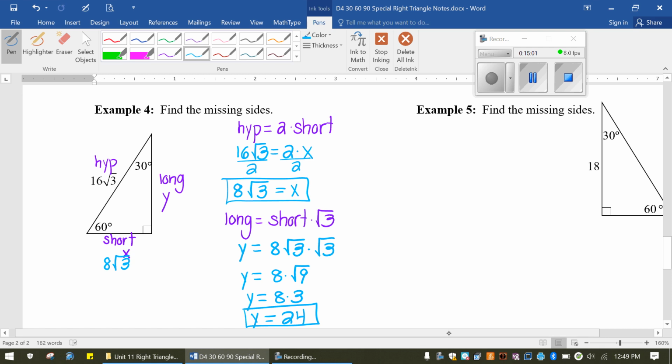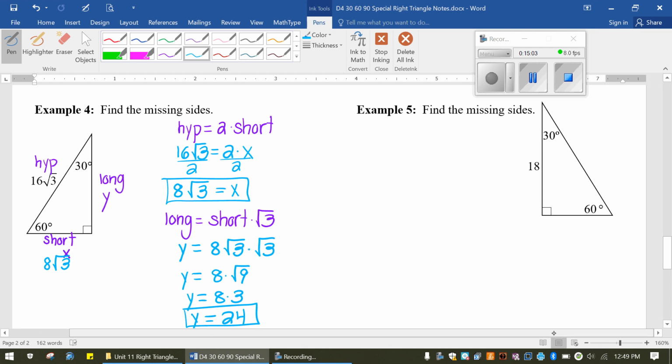All right, so now we're going to move over to example number 5. On example number 5, we're going to bring in that rationalizing, which was some notes that you did for us last week. This is what's going to happen when we have a long leg that doesn't have a square root of 3 in it. We are given a long leg that is a whole number. The short leg we don't know, I'll call it x. And the hypotenuse we don't know.